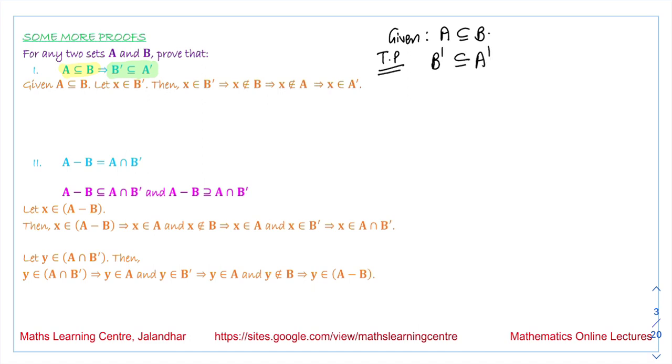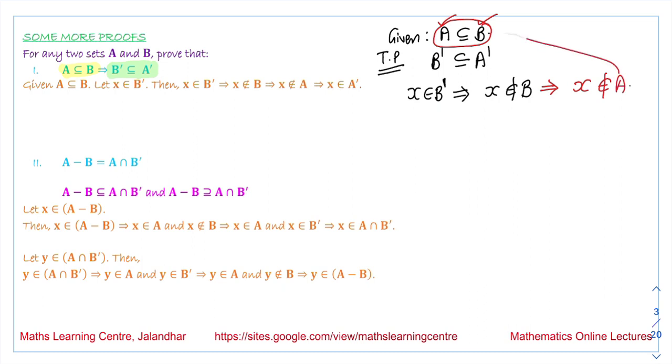So we are considering an element in B complement. We consider that X belongs to B complement. If X belongs to B complement, it means X does not belong to B. Now what is given to us is that A is a subset of B. It means that every element of A is an element of B. So if X is not in B, this implies that X is not an element of A. And this implies that X is an element of A complement.